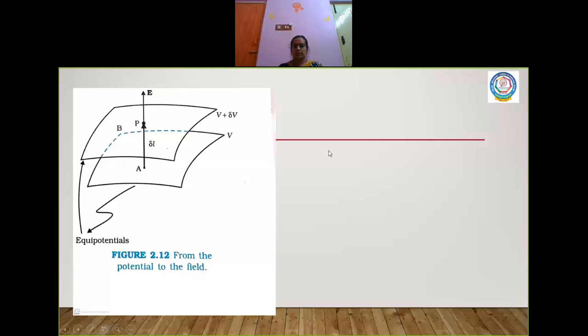So what is the work done here? Of course you know the formula for work done, which is force into perpendicular distance. The force here is nothing but the electric field, E, into what is the distance? It is dl. Yes or no? Now we also have read that work done is nothing but the potential difference, PD. The work is done against the electric force. So I will equate these two.